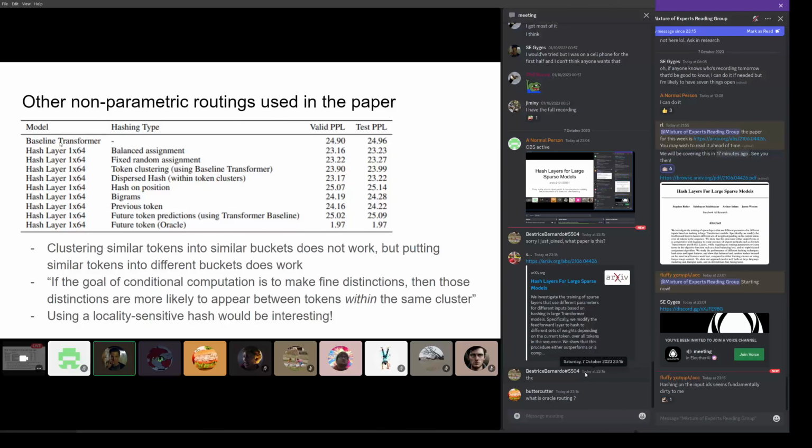The other thing that's obvious to me is that this is a 1 by 64, so they have 64 experts, which is a respectable number, but they only have one layer. So all of these ablations with the type of routing do not take into account that the experts don't get to interact with each other, right? You have only one expert layer, so you cannot perform any conditional computation under this regime.